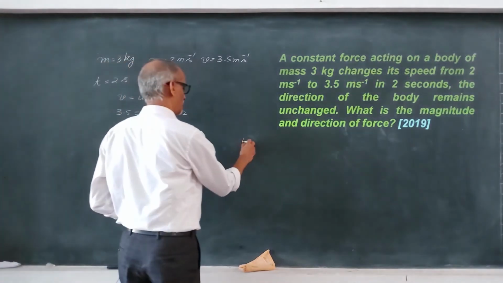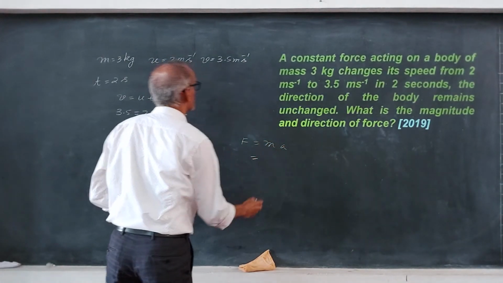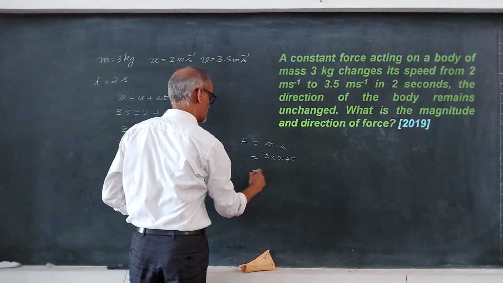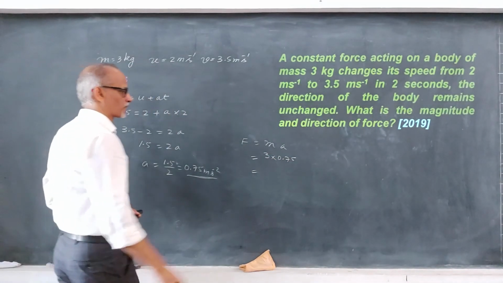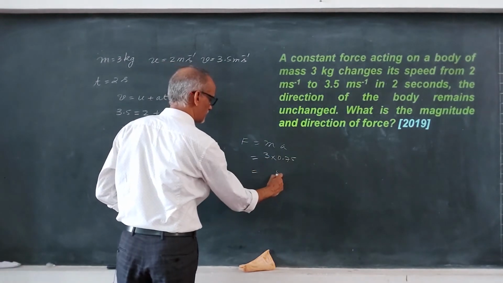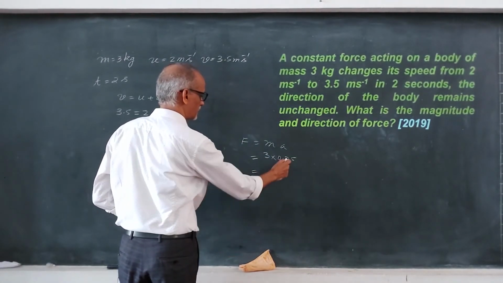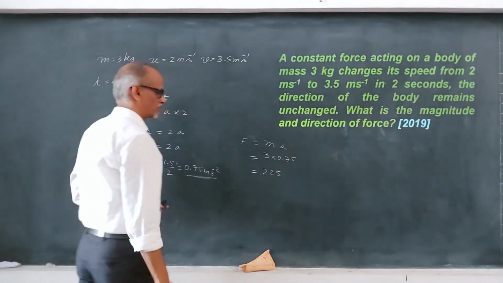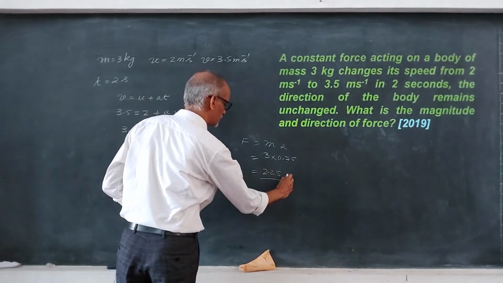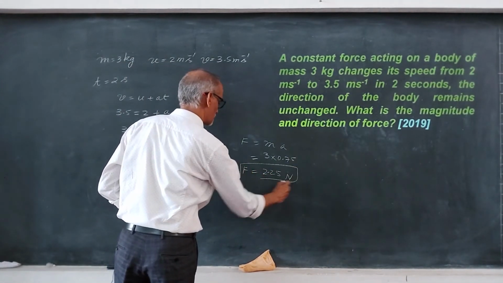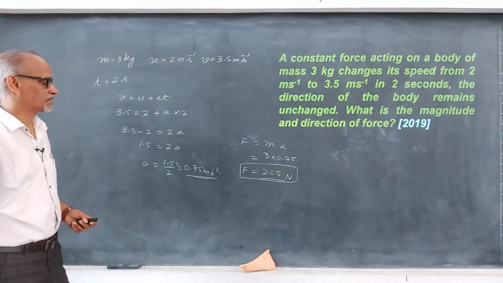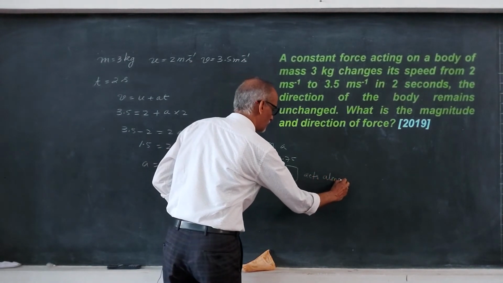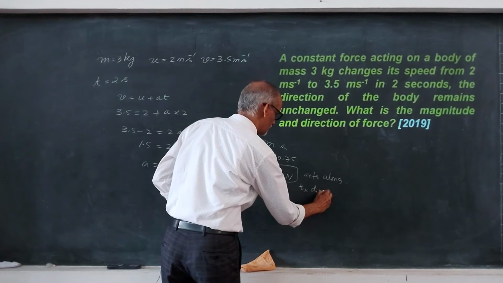What about the force? F is equal to mass into acceleration. Mass is 3, 3 into 0.75. So 3 fives are 15, 1, and 3 sevens are 21 plus 1, 22, and on multiplying you will get 2.25 Newton. So that is the force. They have asked what is the magnitude and the direction of the force. So this acts along the direction of motion.